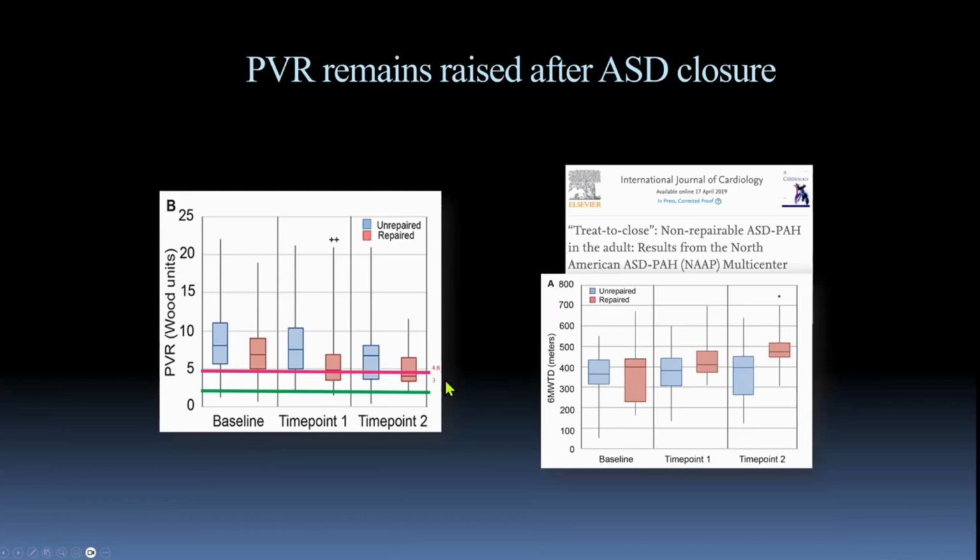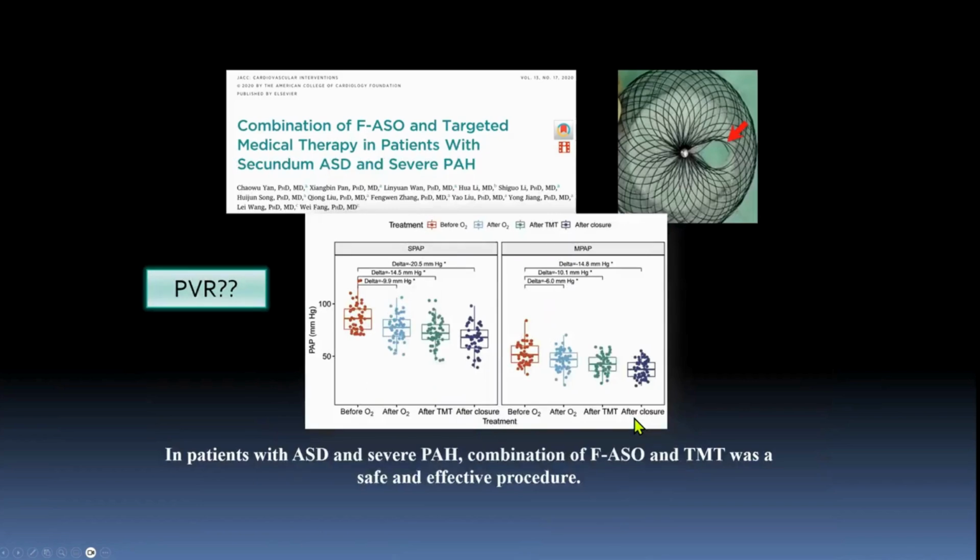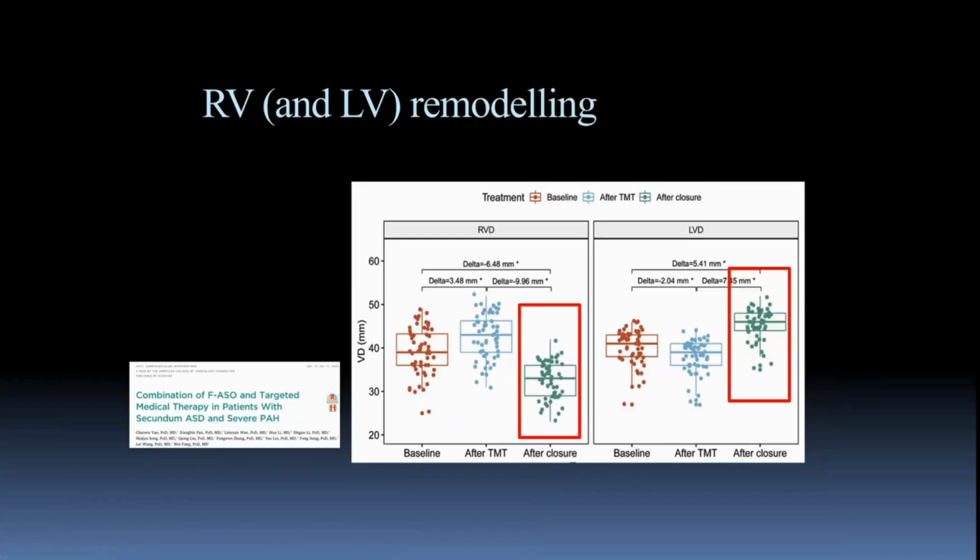This was American data. This is data from Japan. You can see how the PA pressure drops, but not to normal levels. These are data from China, a beautiful fenestrated device. And again, you can see the mean PA pressure dropping after closure. But what does that mean? Does the PVR drop? We don't know because they haven't done invasive hemodynamics.